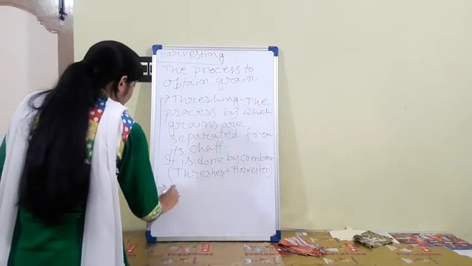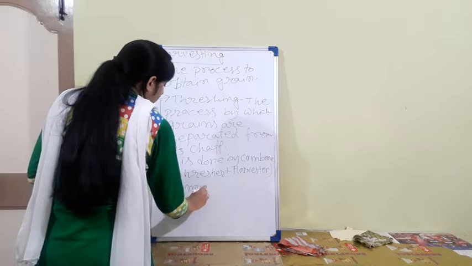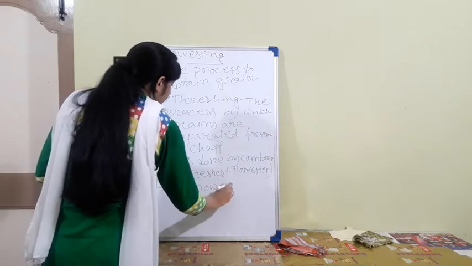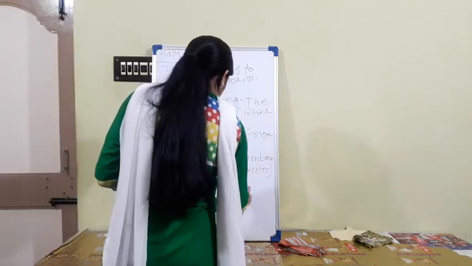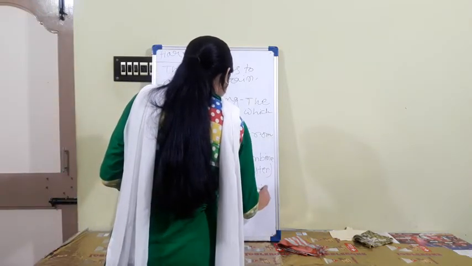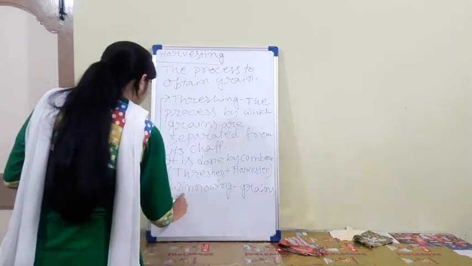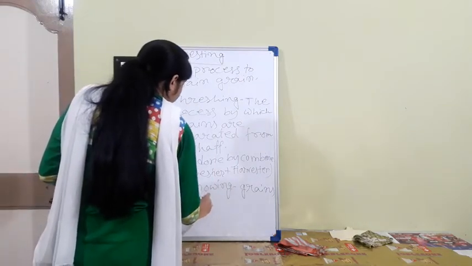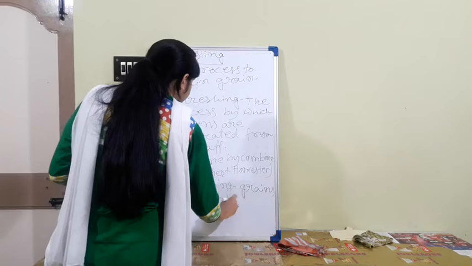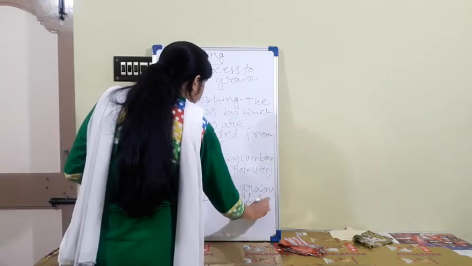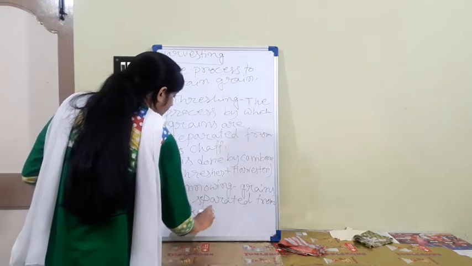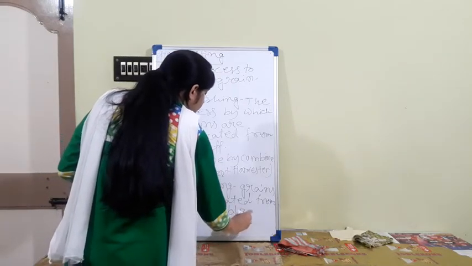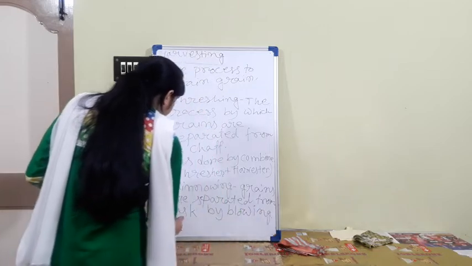Next one, winnowing. Winnowing, that is, grains are separated from husk by blowing air. Okay, so there are two processes.